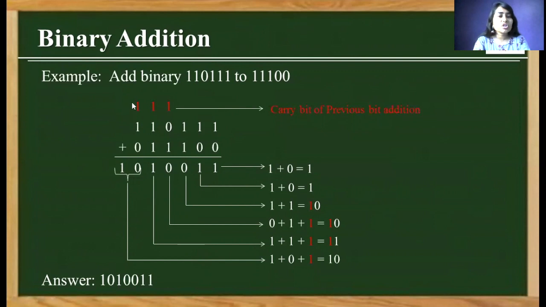Then next addition 1 plus 1. We have an answer 1, 0. So this is how we can add two binary numbers of any number of bits. This is how we can do binary addition.